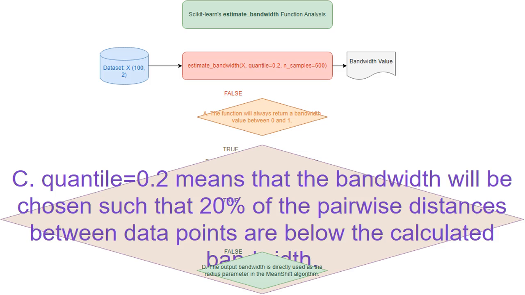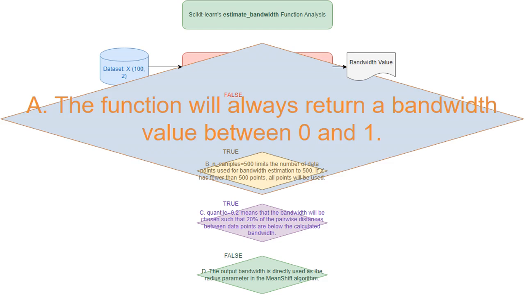It means I'm selecting a bandwidth so that 20% of the distances between all pairs of data points are less than the calculated bandwidth. This statement is false. The bandwidth is a distance measure. It isn't constrained to be between 0 and 1. The range depends entirely on the dataset's scale and distribution.